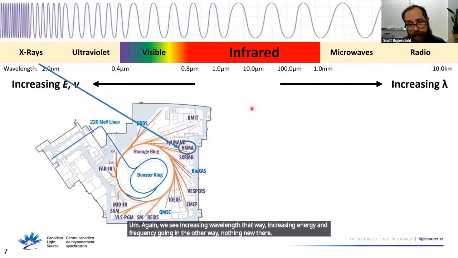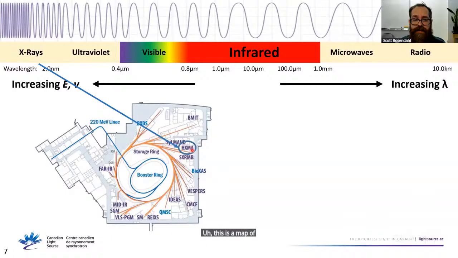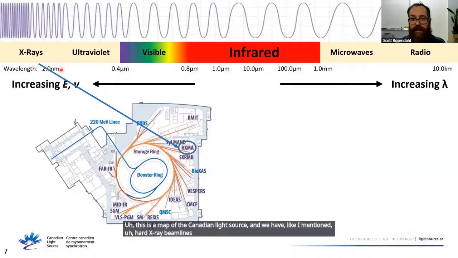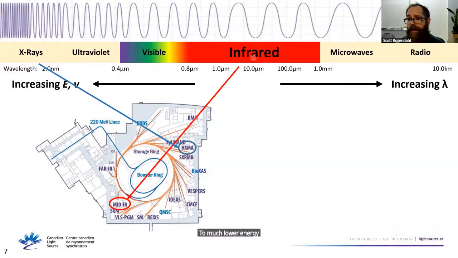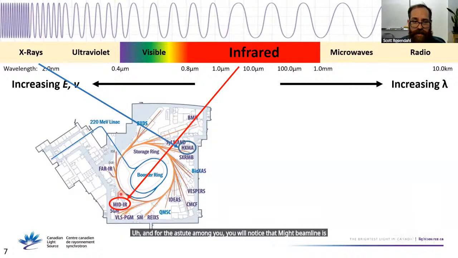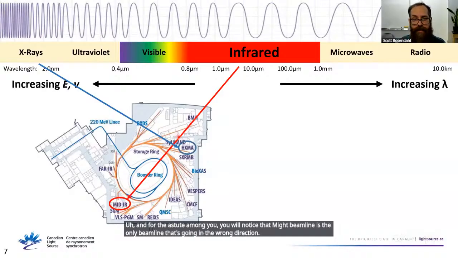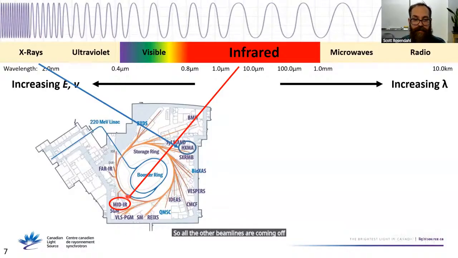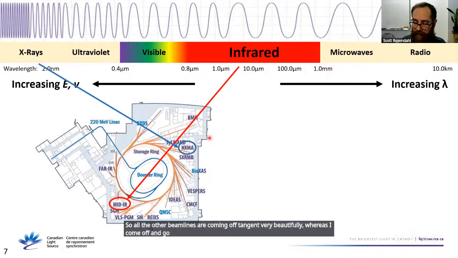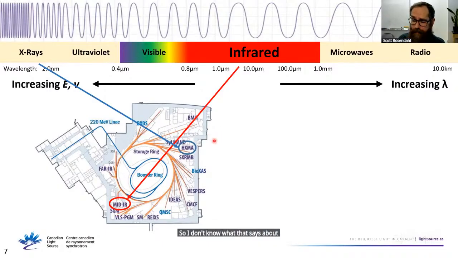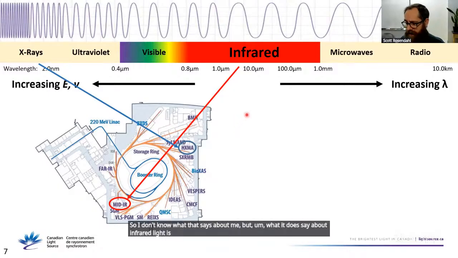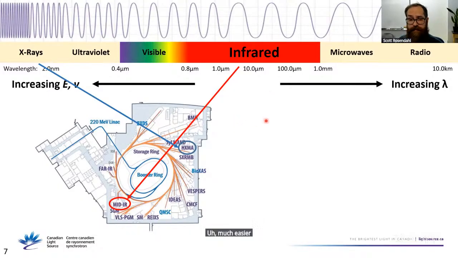Nothing new there. This is a map of the Canadian Light Source, and we have, like I mentioned, hard X-ray beamlines, with energy way down here, to much lower energy infrared beamlines up here, and this is where I'm located. And for the astute among you, you will notice that my beamline is the only beamline that's going in the wrong direction. So all the other beamlines are coming off tangent very beautifully, whereas I come off and go backwards. I don't know what that says about me, but what it does say about infrared light is that we can bend it much easier than we can X-rays.